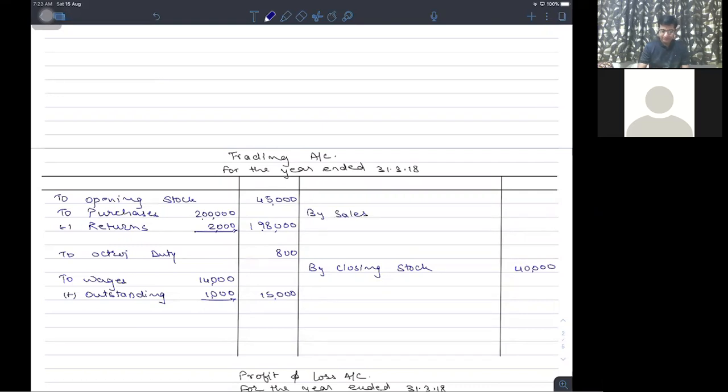And credit side by sales, inner amount column 3,12,000, less returns rupees 6,000. Balance to the outer amount column goes to 3,06,000. Is it right?